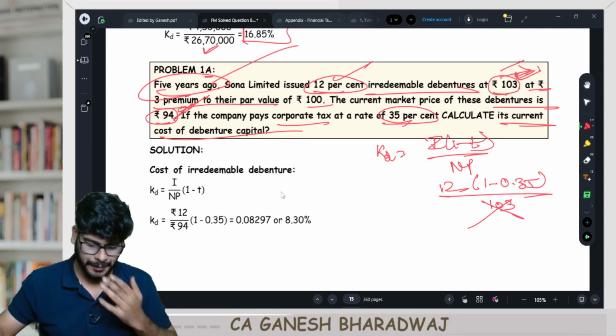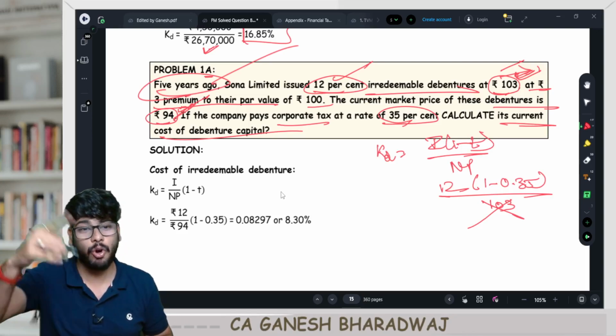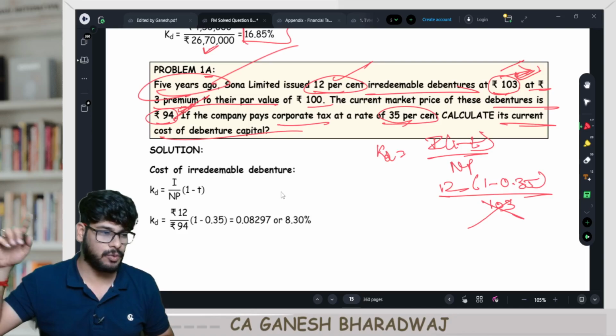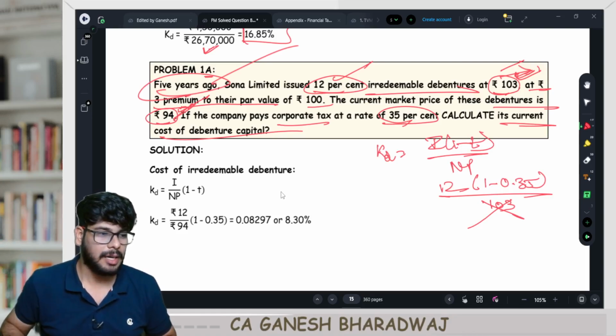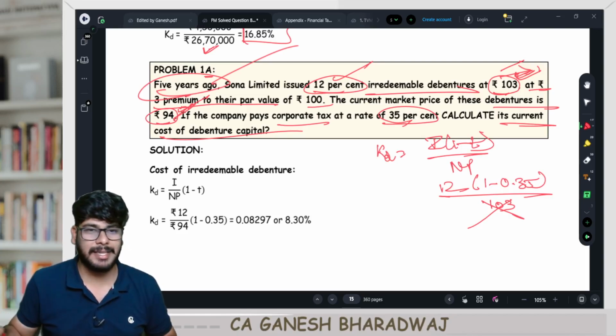Fine, guys. Done. That's about this particular question. Go update your library of adjustment. Give the reference 1A, page number and all. I'm just telling you this. Write down cost of irredeemable debenture, hyphen, use CMP as NP.